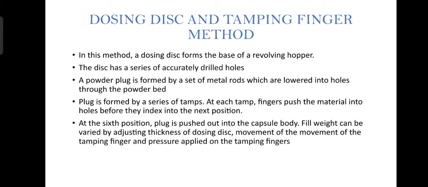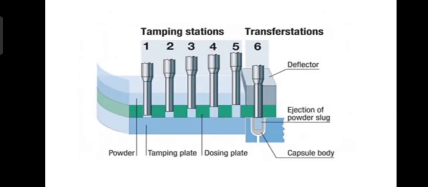Filled weight can be varied by adjusting the thickness of the dosing disc, the movement of the tamping finger and the pressure applied on the tamping finger. The machines that work on the dosing disc and tamping finger method are Hofliger Karg and Harro Hofliger. This is the schematic representation of the method.